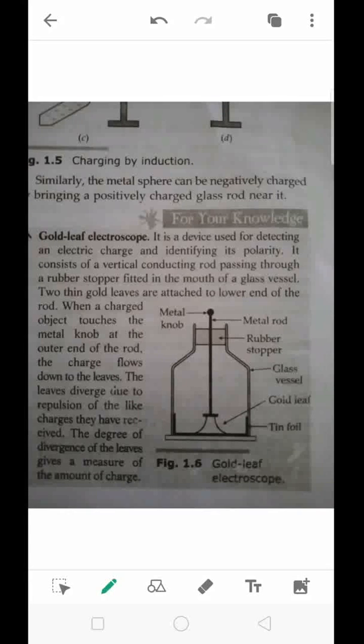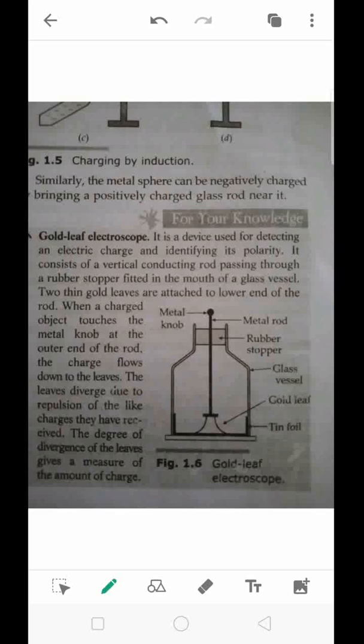Now, this phenomenon of electrostatic induction also helps us to understand the working of the goldleaf electroscope. Goldleaf electroscope is a device as shown in the figure. It is a device used for detecting an electric charge and also identifying its polarity. So, what is the construction of this goldleaf electroscope? It consists of a vertical conducting rod passing through a rubber stopper fitted to the mouth of a glass vessel. At the lower end of the rod, two thin gold leaves are attached. There is also a metallic knob at the top of the conductor.